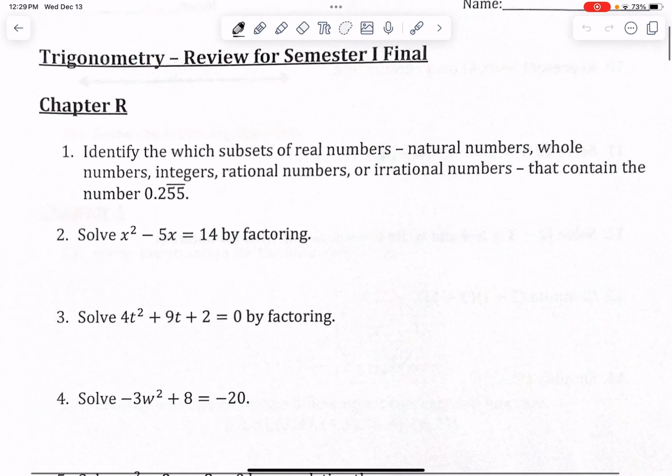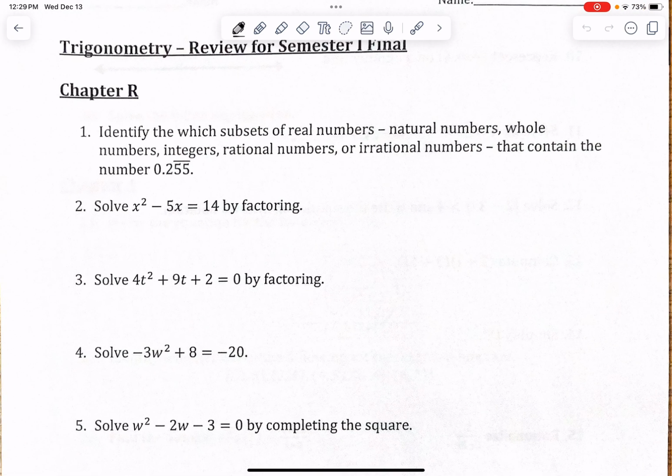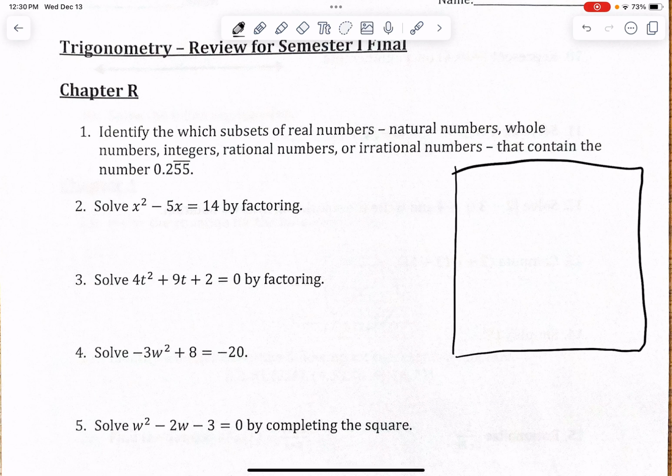And starting with number 1, we have the subsets of real numbers. And I'm going to do a little Venn diagram over here. We hopefully won't need this room. So this is the set of all real numbers, right? And then we have rational numbers over here on this side, and we have irrational numbers. Okay, and those are all subsets of the real numbers.